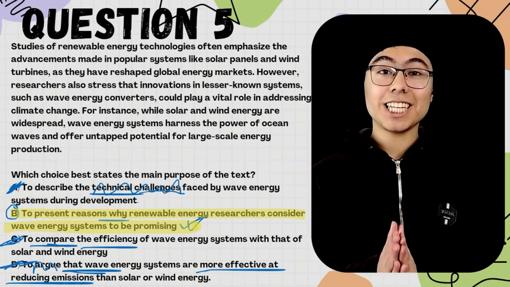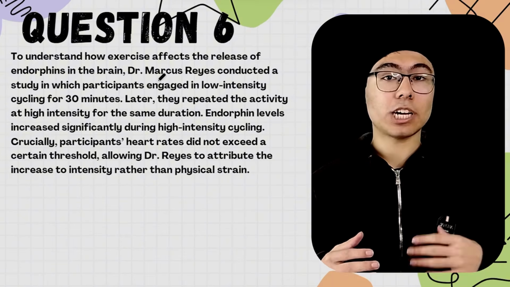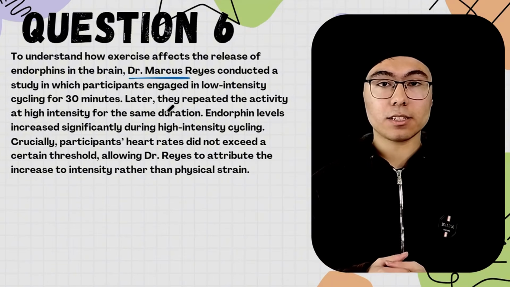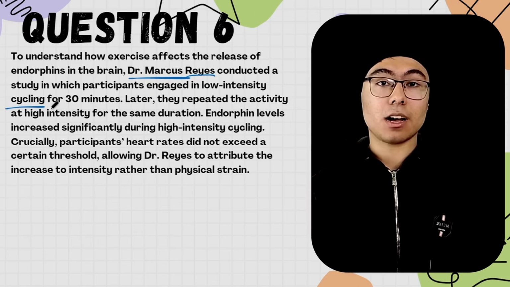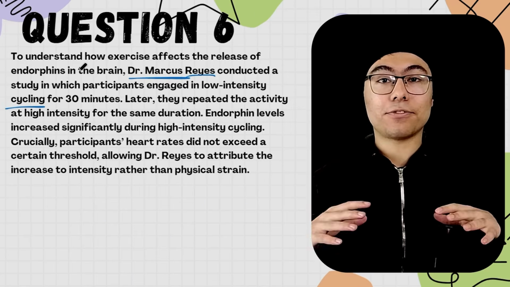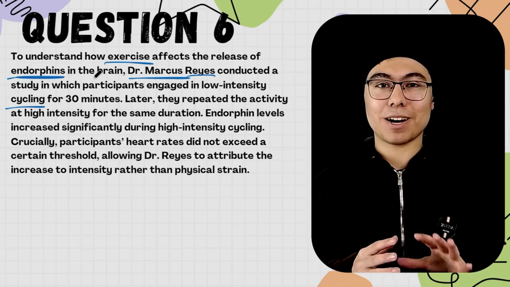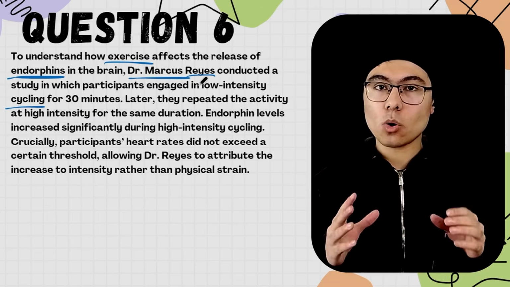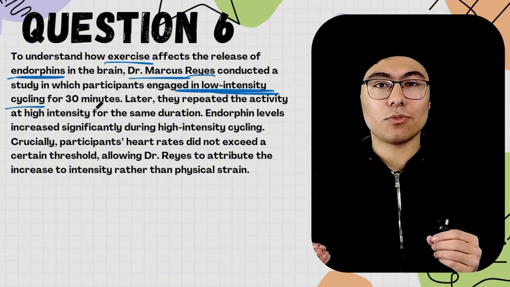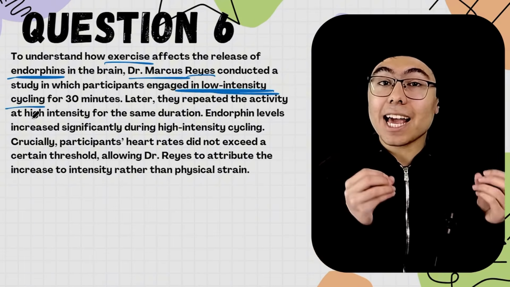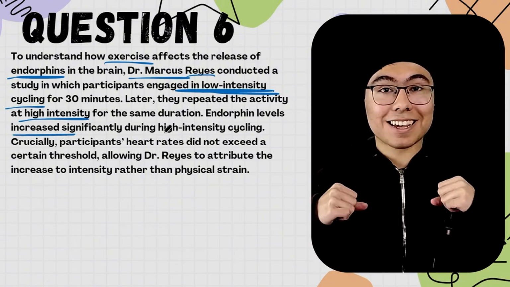Step number 1, reading the text carefully. The text is about a study where Dr. Marcus Reyes is looking at how exercise affects the release of endorphins, the feel-good chemicals in your brain. And here's the key part. Low-intensity cycling doesn't really do much for endorphins. High-intensity cycling, boom, endorphins spike.